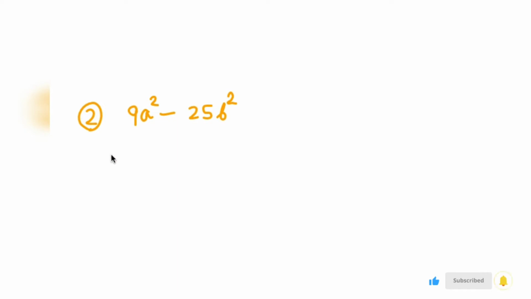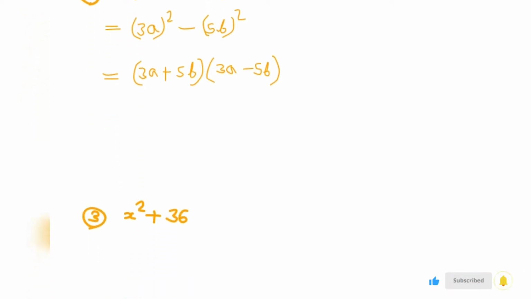Here is another question. 9a square, it means we have to write in square, so 3 square is 9, so we can write (3a) whole square minus here 25, which is 5 square, so (5b) whole square. This is also a difference of squares formula, a square minus b square form. So we write a minus b in one bracket and a plus b in another bracket. So 3a plus 5b and 3a minus 5b, right? That is the answer.